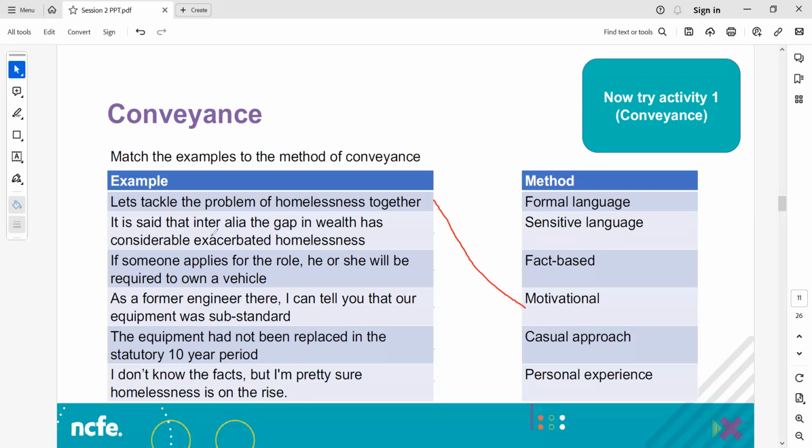Okay. So the second one. What type of language is it using? Informal. Formal, isn't it? We've got inter alia, considerable, exacerbated. So the choice of language is formal. If someone applies for the role, he or she will be required to own a vehicle. Fact.